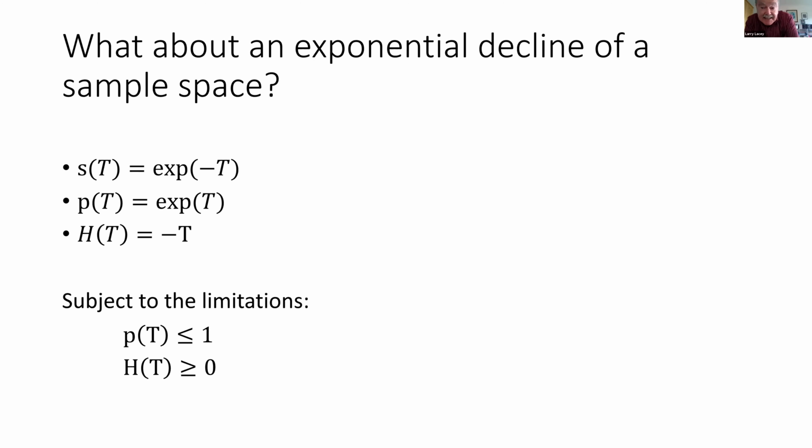What about an exponential decline? Again, I've shown it in detail in the paper that you can refer to at your leisure, but it's simply the reverse. Exponential minus T for the growth, exponential T for the probability, and the information entropy is minus T. Now, the thing about contractions is you've got statistical limitations. The probability can't be less than 1, or, which is the same thing, quite frankly, the information entropy can't be greater than or equal to 0, to begin with. Do you understand me? So you can only go so far with this contraction, and those are the limitations. You can express it in terms of probability or in terms of information entropy.